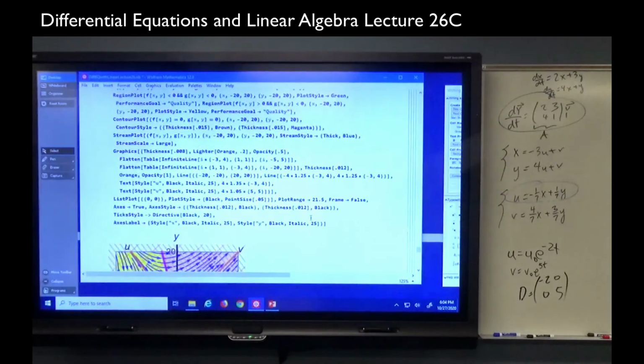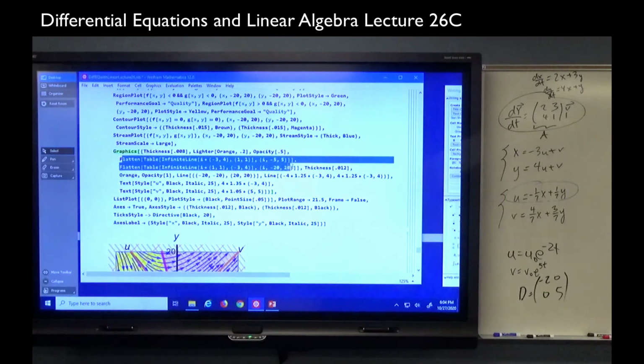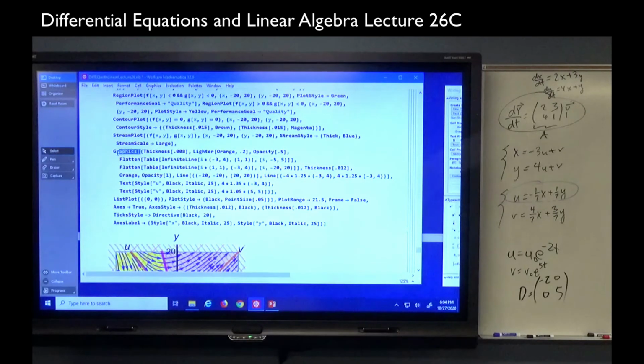If you're interested in the code, there was some extra stuff involving flatten and table and infinite line. This stuff in here makes the grid along with graphics.